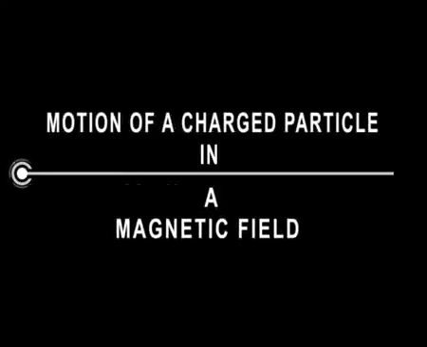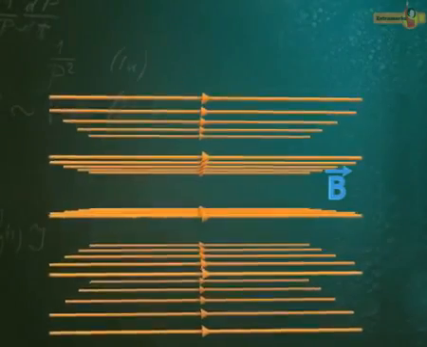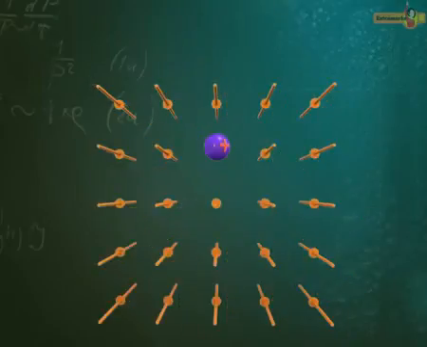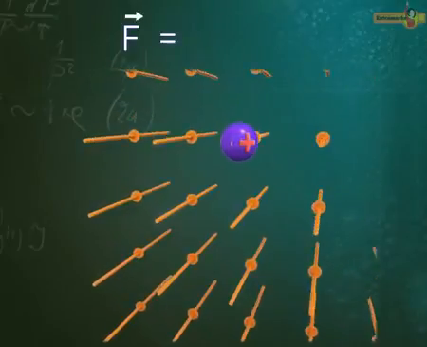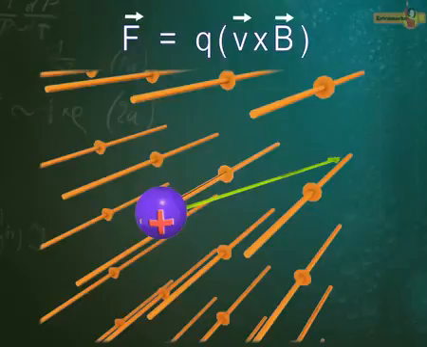Motion of a charged particle in a magnetic field. Consider a positive charge Q moving in a uniform magnetic field B. It will experience a force called Lorentz force, given by F equals Q into V cross B.